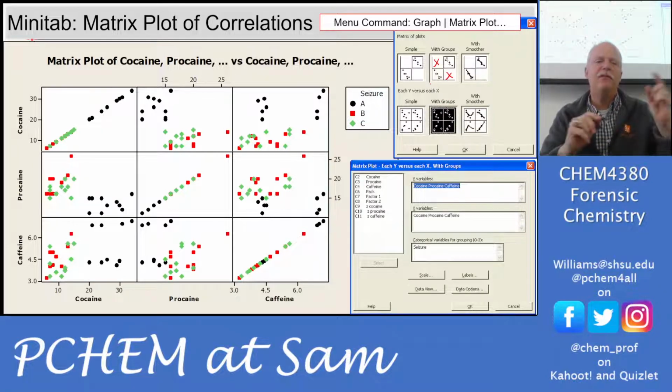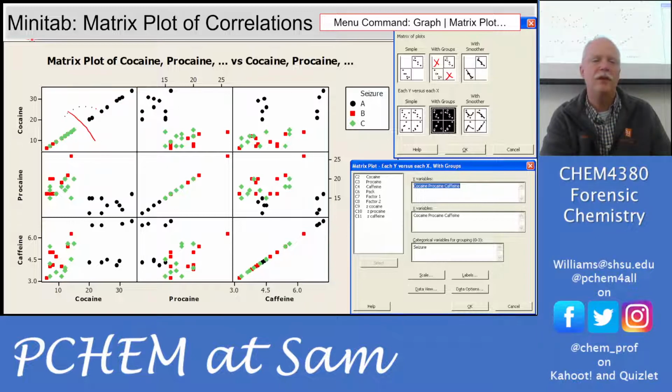So this is every variable plotted by every other variable. So we have 3 variables, and so we're going to have 9 panels. Okay, even the ones that are plotted by themselves. So we have here cocaine concentration plotted by cocaine concentration. Okay, so that's why it's a straight line. But at least we see that there's a gap here, and all of the A values are high in cocaine, and then the B and C are mixed with each other.